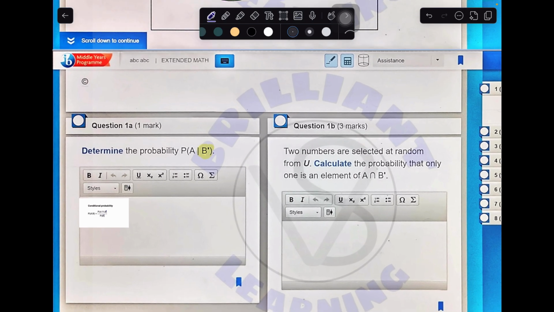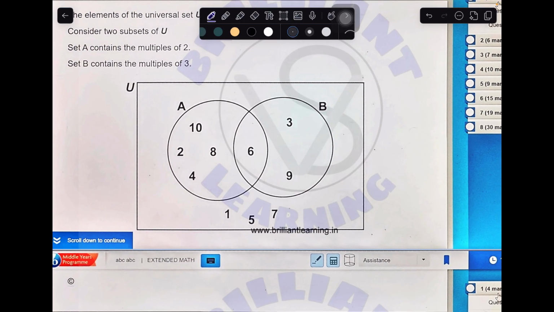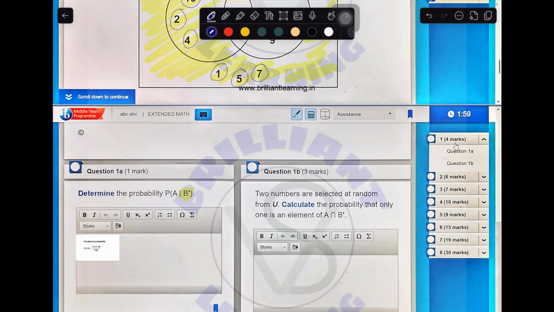So let's take a look. All right, let's look at our diagram. So probability of A given that it's not B. If I was to highlight where it is not B, I would highlight all of this. In terms of the number of values that are available to me, I have 1, 2, 3, 4 within A, but I have 7 in total. So my probability of A and not B is going to be 4 over the probability that it's not B. There is 7 in total. So 4 over 7 is your answer to question 1A.